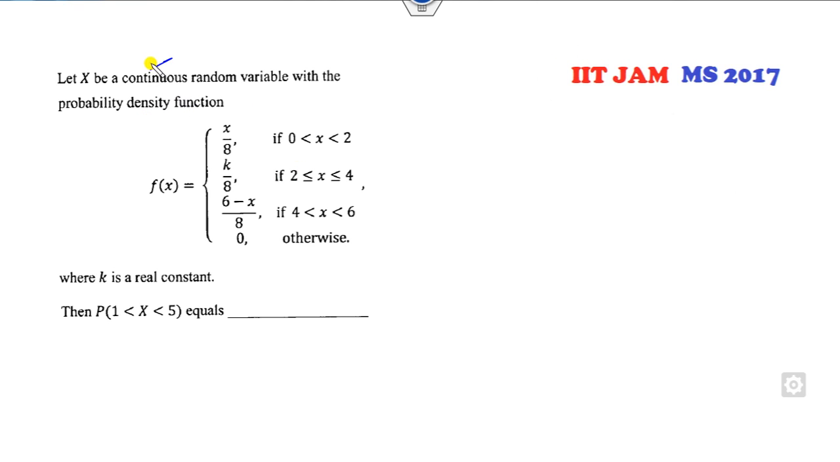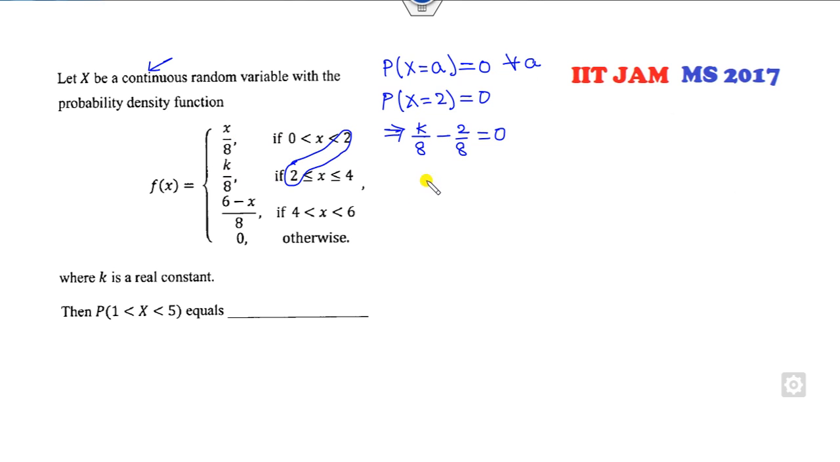Okay, now it is given that it's a continuous random variable. So what does it mean? The probability at a single point is 0 for all a. So you can see the breaking point is 2. So it means the probability at X equal to 2 is 0. What does it mean? K over 8 minus F of 2 minus F of 2 negative must be 0. So K will be 2.